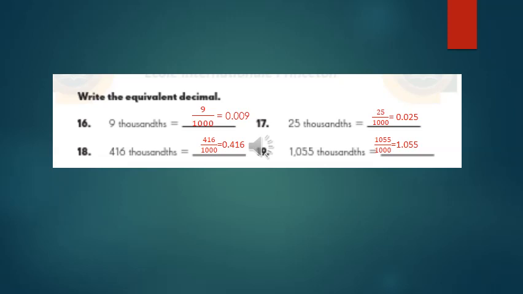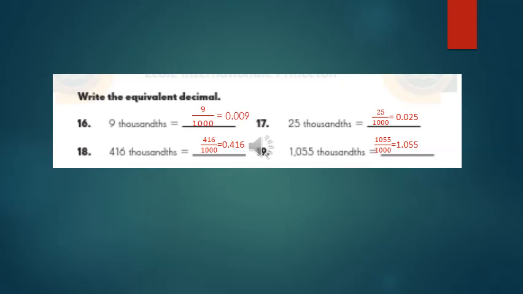Number 18, 416 thousandths, 416 over 1000. We need to fill 3 digits after the decimal point. So we're going to put after the decimal 4 in the tenths, 1 in the hundredths, and 6 in the thousandths. Before the decimal point, in the ones place, we are going to put 0.